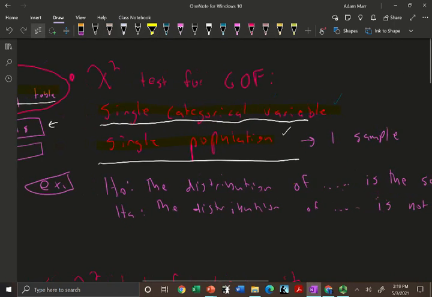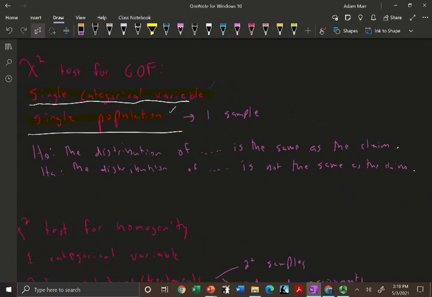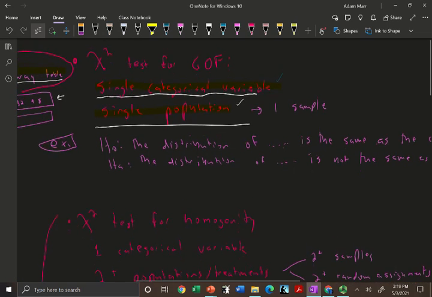All right, so this null and alternative can say a lot of different things. Sometimes it says the distribution of blank is the same as the claim. Alternative, the distribution of blank is not the same as the claim. It could say a lot of different things. It kind of depends on the question that they ask. All right, so that's goodness of fit.